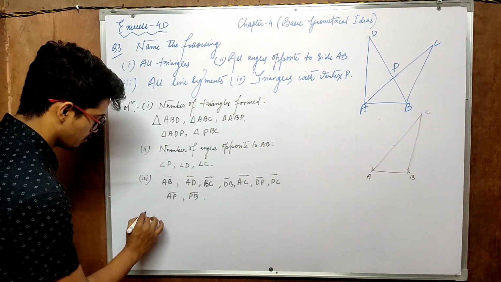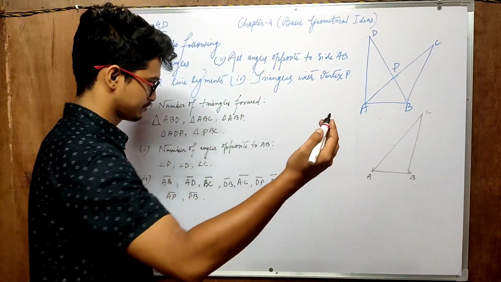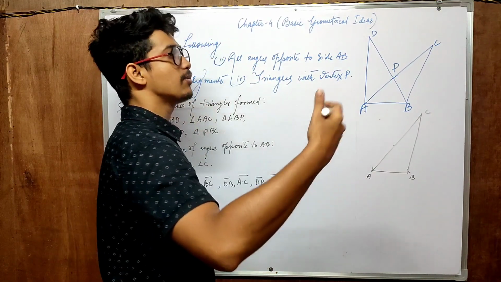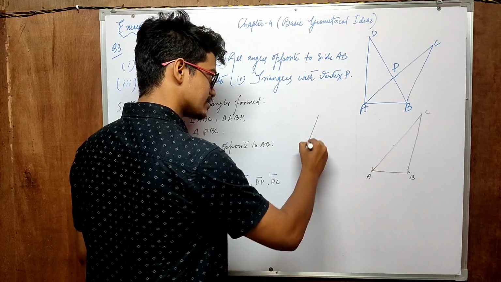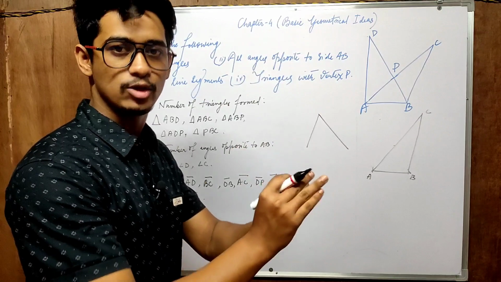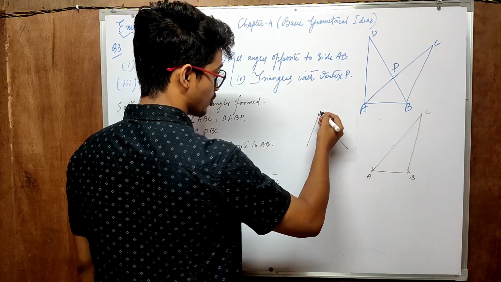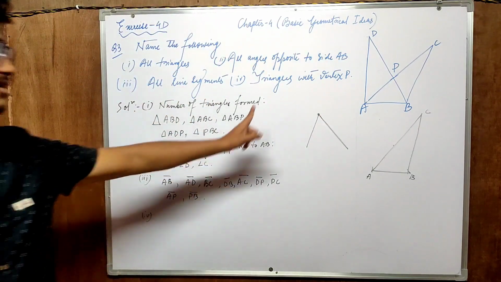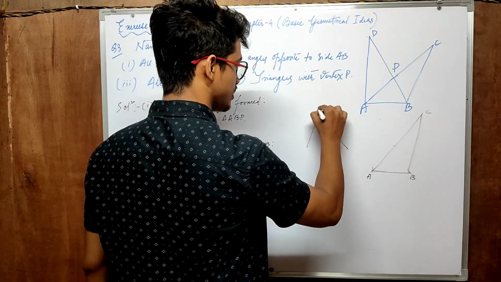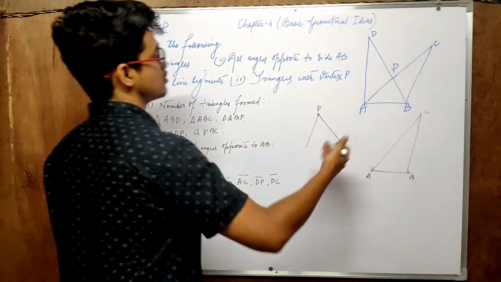Last but not the least, question number 4: triangles with vertex P. What do you mean by vertex? For revision purposes, let me discuss it once again. When we are talking about an angle, at this point two rays join at a common point. This common point is called the vertex. So here they are asking for triangles with vertex P. This is the vertex P, and how many triangles are forming by using this particular vertex?